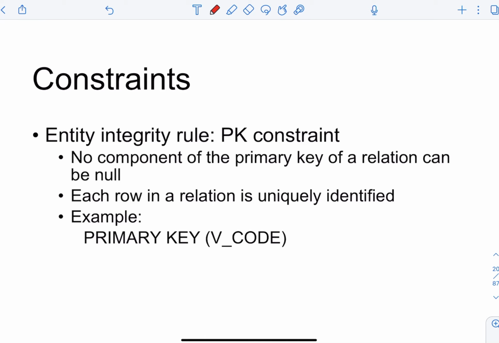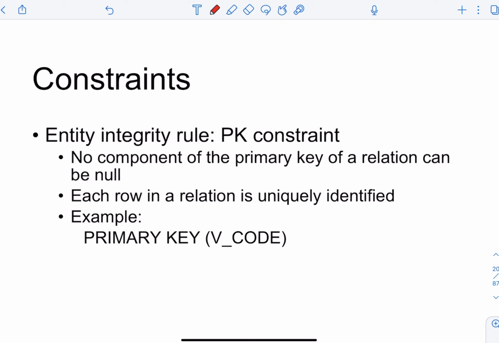Now let me talk about constraints. So what are the constraints? One table has many attributes or columns, and each column may have some additional constraints. And if you implement those constraints in your database software, it will automatically control those constraints without any manual interruption.